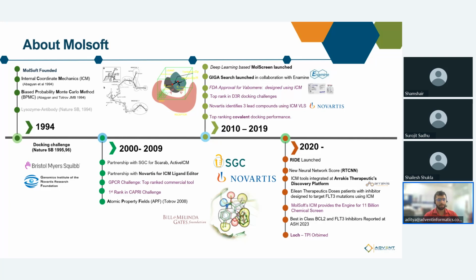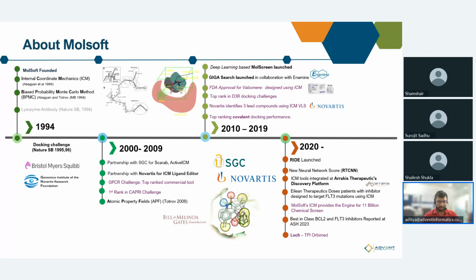In the decade from 1994 to 2000, there were major collaborations with big companies like BMS and Novartis. These collaborations yielded tools like, with the partnership with SGC, Scrap and Active ICM, and with Novartis, tools like the ICM 3D ligand editor. All these points that we see in purple here are some of the success stories that I'm going to briefly explain during the webinar.